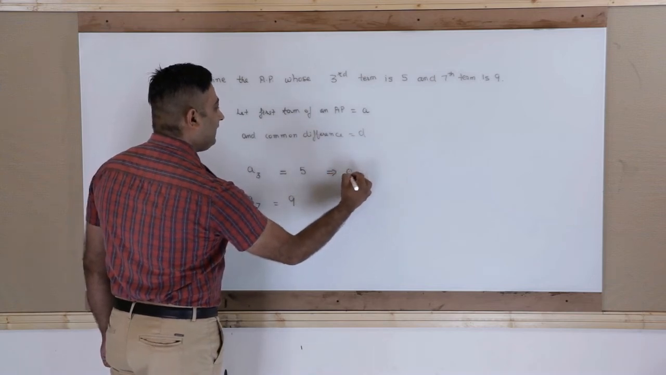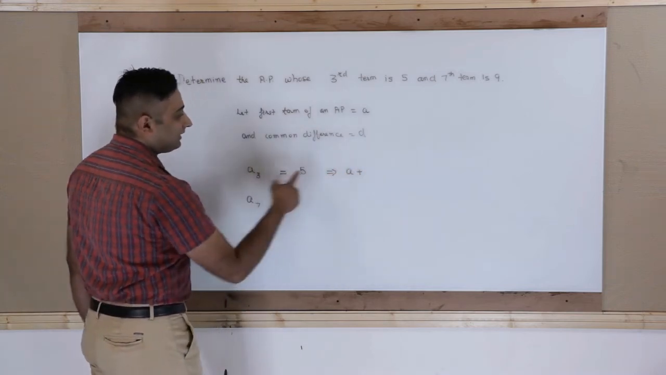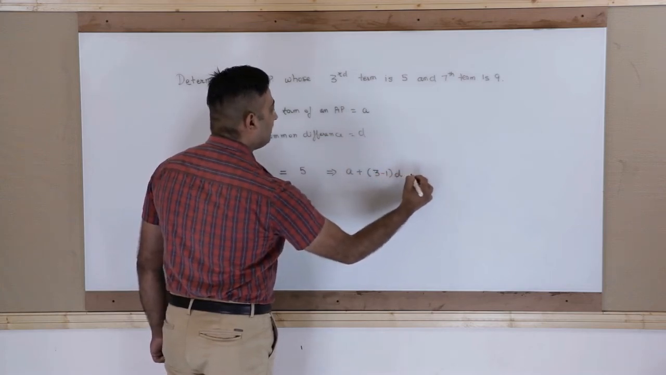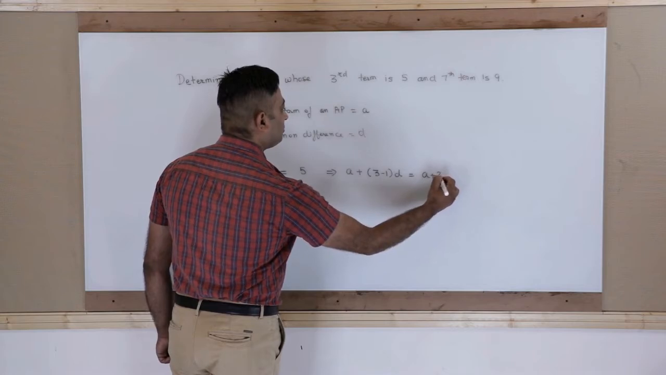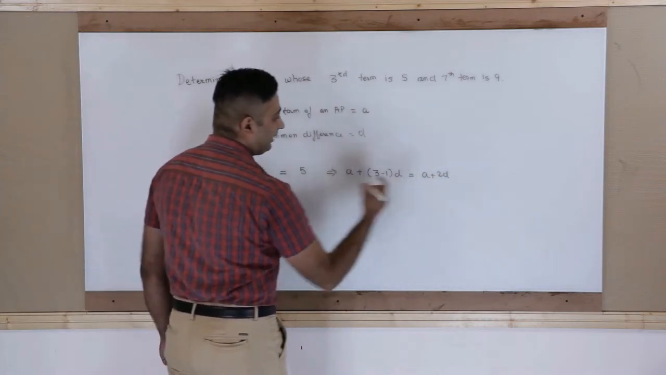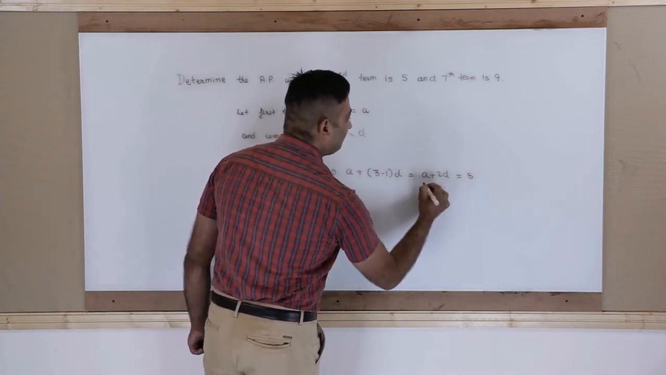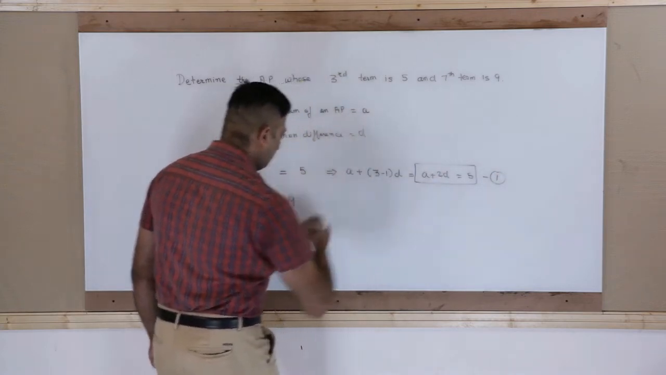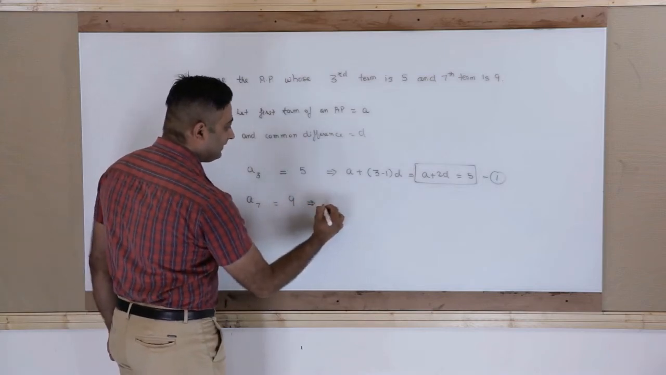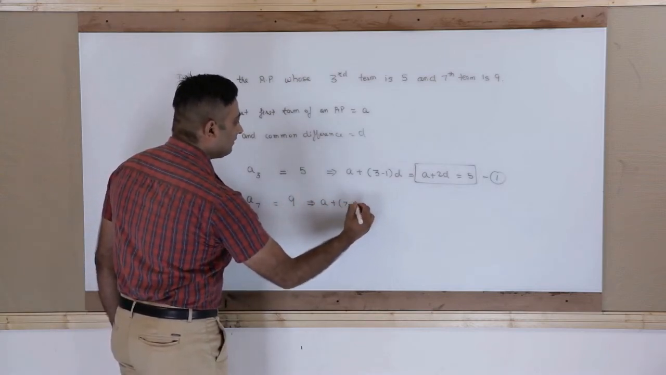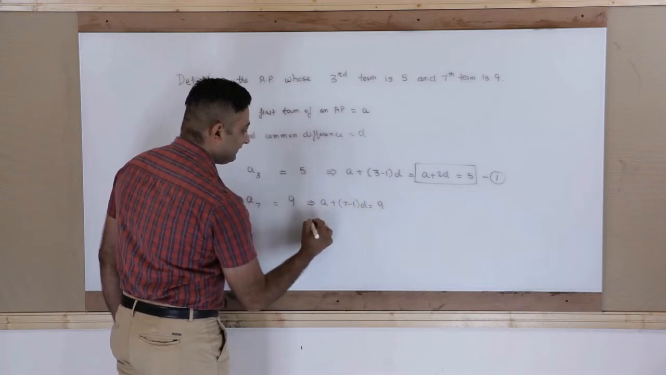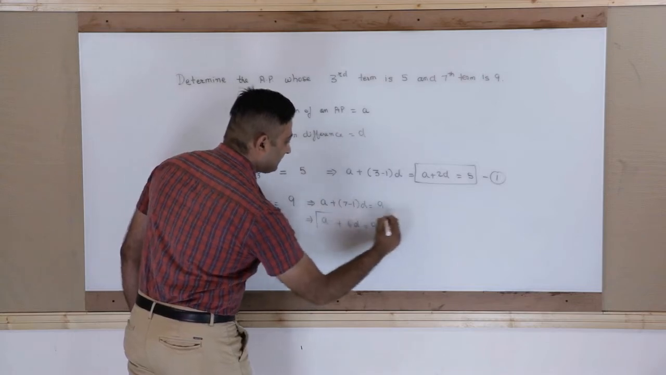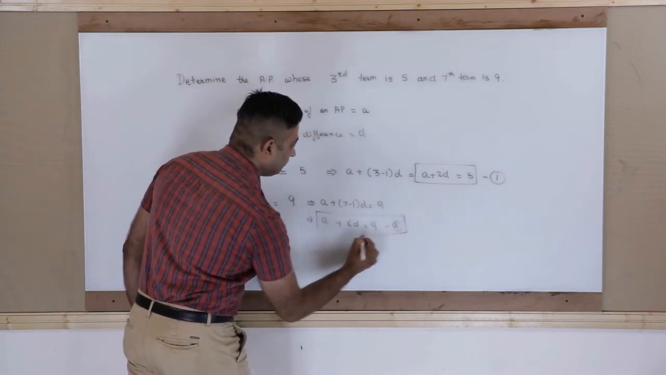This means the third term is written as A plus 3 minus 1 into D, which is equal to A plus 2D. This is given to be equal to 5. We'll give this equation number 1. Now the seventh term is 9. This means A plus 7 minus 1 into D is 9. This implies A plus 6D is 9. Let us give it equation number 2.